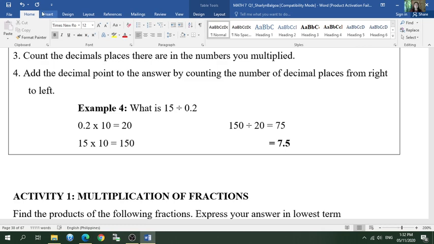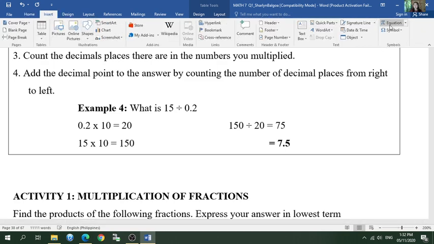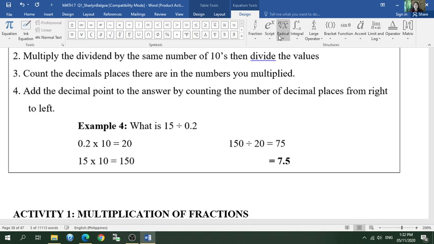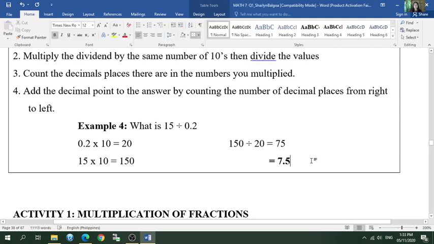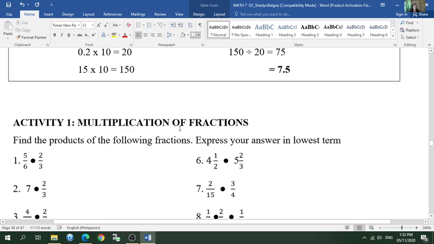Or simply, ganito na lang siya. Okay, nasaan kaya dito yung ating division symbol? Parang wala. Wala siya. Parang magiging ano siya, kasi 150 divided by 2 is 75. So, tapos ilan ba yung decimal place niya dito kanina? 1, kaya magiging 7.5. Okay? 7.5. Next. Activity number 1.